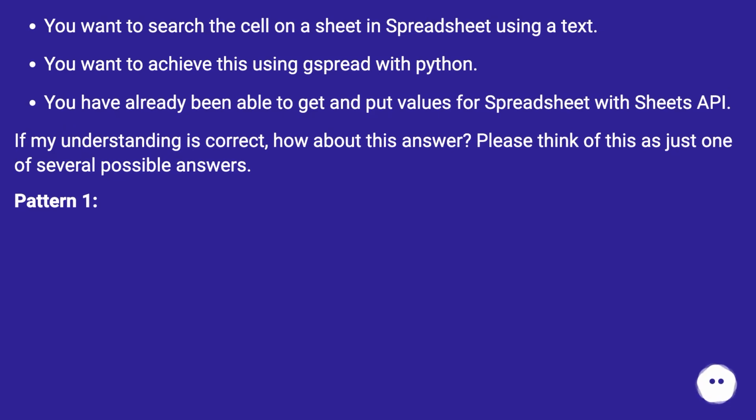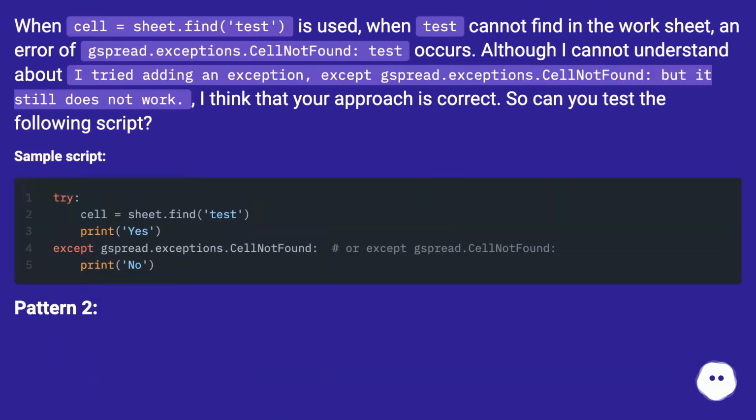Pattern 1. When cell = sheet.find("test") is used, when "test" cannot be found in the worksheet, an error of gspread.exceptions.CellNotFound: test occurs. Although I cannot understand why you tried adding an exception, except gspread.exceptions.CellNotFound, but it still does not work, I think that your approach is correct. So can you test the following script? Sample script.